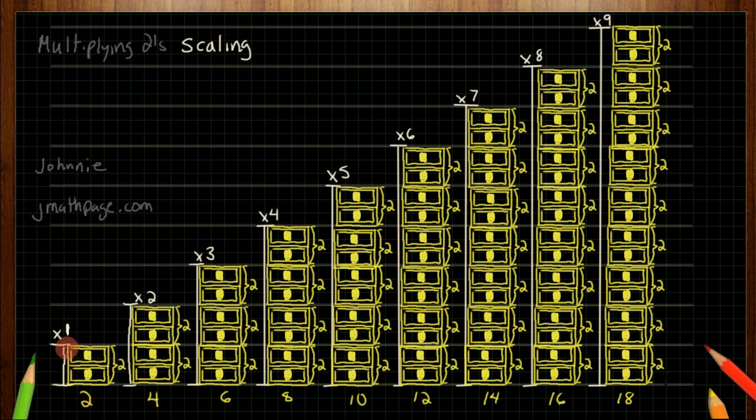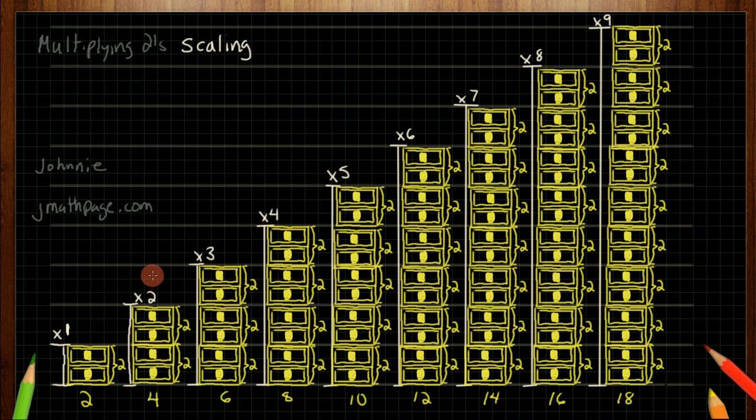So we can see that when we start with 1 stack, we double it, then we triple it, then we quadruple it, and quintuple it. It keeps getting bigger and bigger and bigger. This is scaling. Scaling can make things get bigger, but scaling can also make things get smaller. So if we look here, 6 is a very tall stack. If we look at 3, 3 is only half the size of 6. So things can get smaller too.